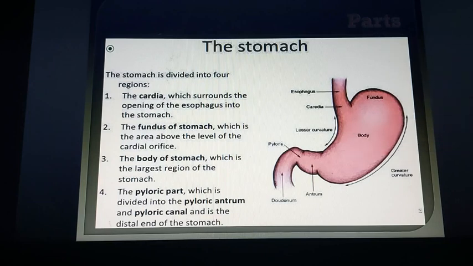Coming to the pyloric part, which is the distal end of the stomach. The proximal end is the cardia, and the distal end is the pyloric part of the stomach. It is divided into the pyloric antrum and pyloric canal. So these are all the parts of the stomach: cardia, fundus of the stomach, body of the stomach, and pyloric part of the stomach.